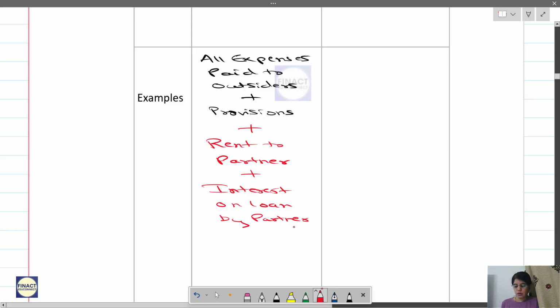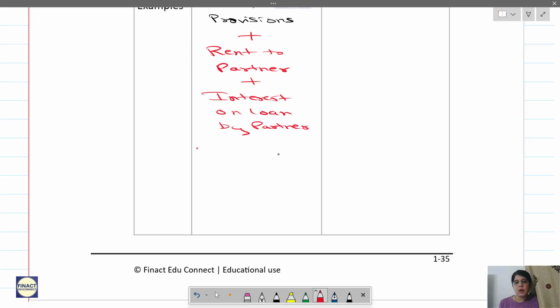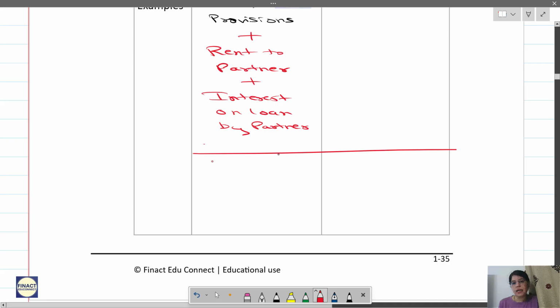Okay, now remember here one more thing, this is not an expense but we will just write it. Interest on loan to partner is your income, and it will be on the profit and loss account credit side.